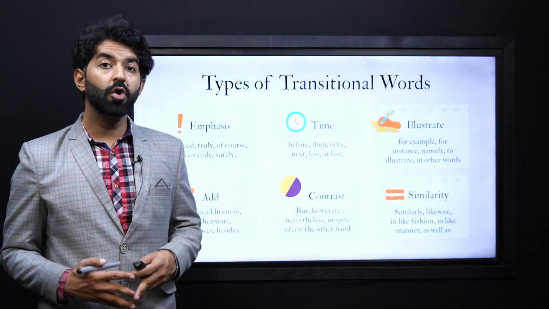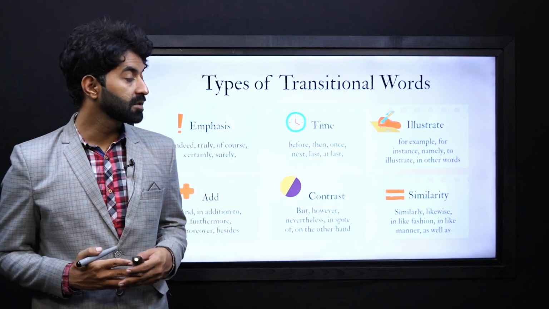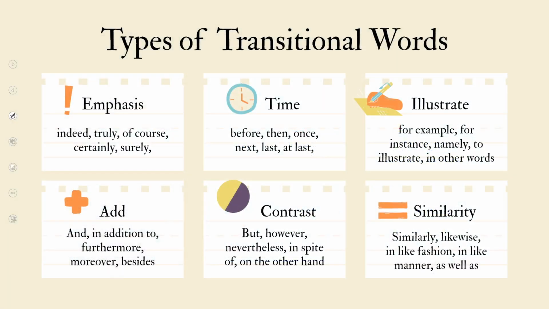Now, there are a lot of different types of transitional words. Some are given over here to show emphasis. When you want to show emphasis, you will be using words like indeed, truly, of course, certainly, surely, and all these words. And to show time, words like before, then, once, next, last, at last, all these are used.